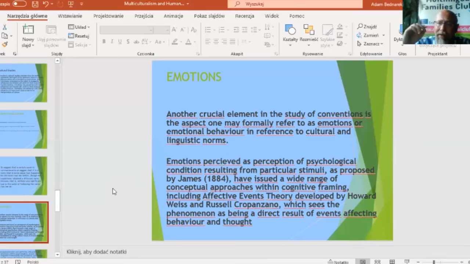Thus, we have various cultural, conceptual, and also cognitive approaches to understanding emotions. So, for example, affective events theory, developed by Weiss and Cropanzano, which sees phenomena as being a direct result of events affecting behavior and thought. So this kind of coincides with what we talked about when we talked about the rejectors in cultural shock. Because it is that emotion that you get once you do something, which will then determine your perception, which will determine the way you feel about what and how you approach that given event.